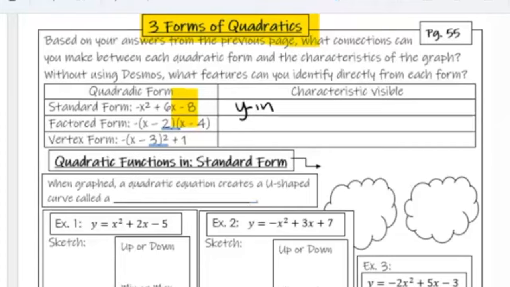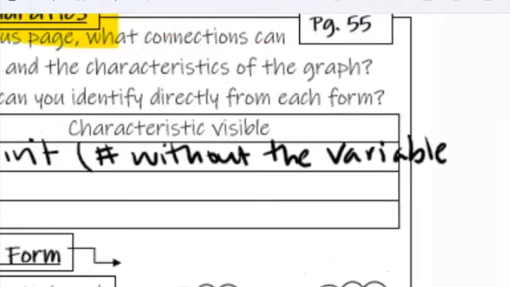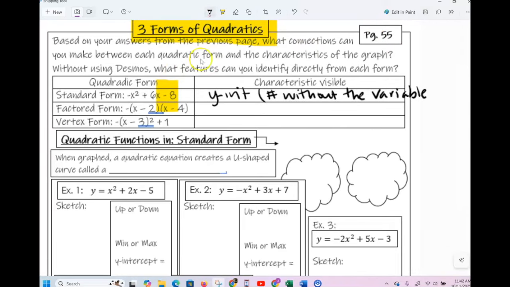The y-intercept, which is the number without the variable. All right, what can you get from factored form? And you can see in factored form, you have x. That's how I remember that. The x-intercepts. And the x-intercepts are the opposite of whatever these numbers are right here. So you can get your x-intercept, singular or plural, and it's the opposite of the number inside the parentheses.